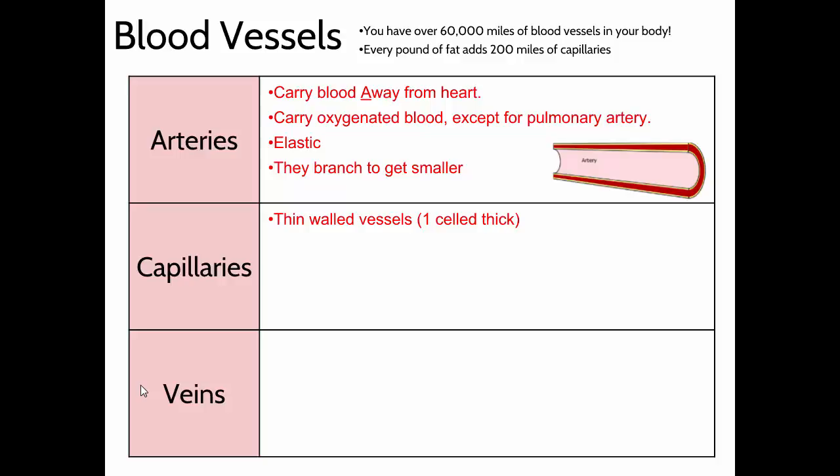Capillaries are so small, they are only one cell thick. And blood cells have to go through single file. That's how narrow they are. And the capillaries are where things move into and out of our blood, where material can diffuse. Basically, all of your body tissue is surrounded by this network of capillaries. Only one red blood cell at a time can fit through them.